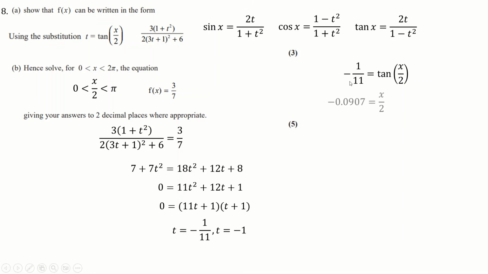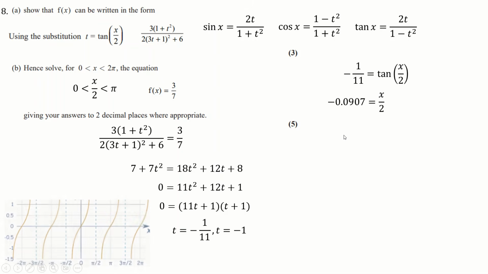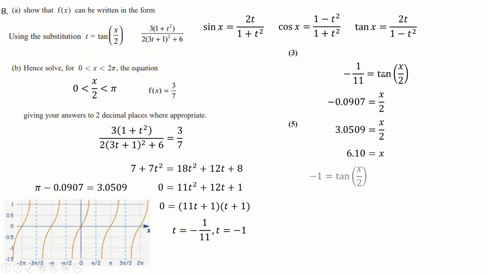So do tan inverse of this, we get that, but of course that's negative, so not really very interested in it because of the range here. So we get out the tan graph and we say, okay, well, minus 11th, a line along here somewhere. We found this solution up here, not interested. Let's do pi minus that solution there, and we'll get this. And that is the thing that we're interested in, times by 2, and we get this, and that will be our first solution. And then, of course, we set minus 1 equal to tan of x over 2.